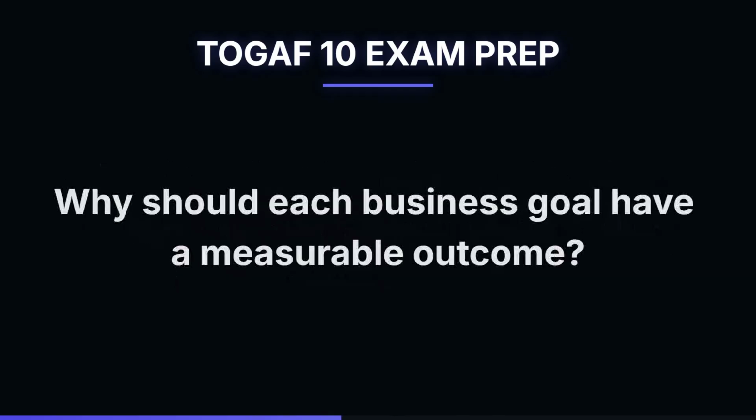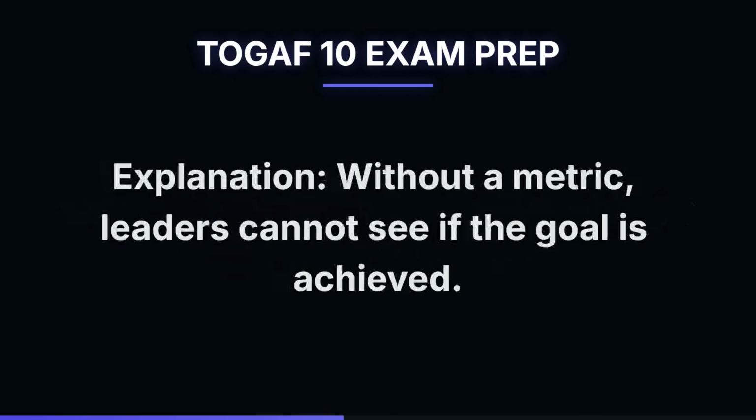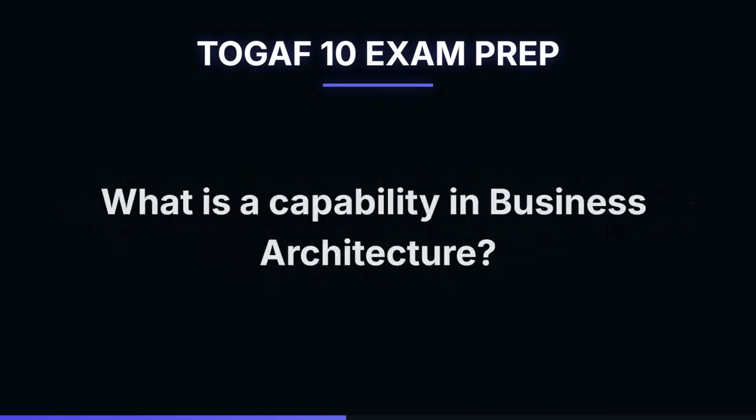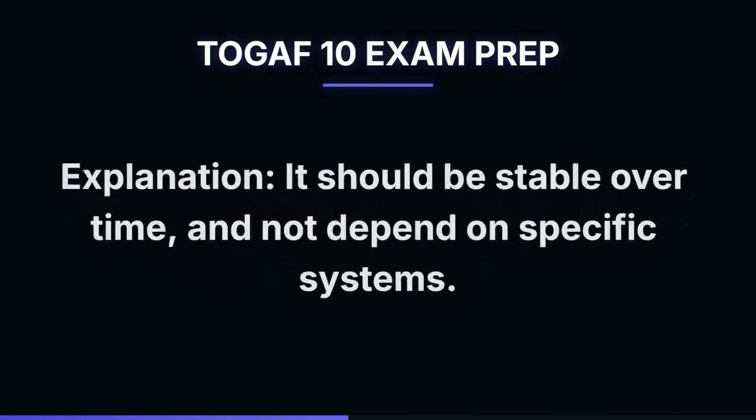2. Why should each business goal have a measurable outcome? A measurable outcome allows tracking progress and checking real success. Without a metric, leaders cannot see if the goal is achieved. 3. What is a capability in business architecture? A capability describes what the business is able to do. It should be stable over time, and not depend on specific systems.